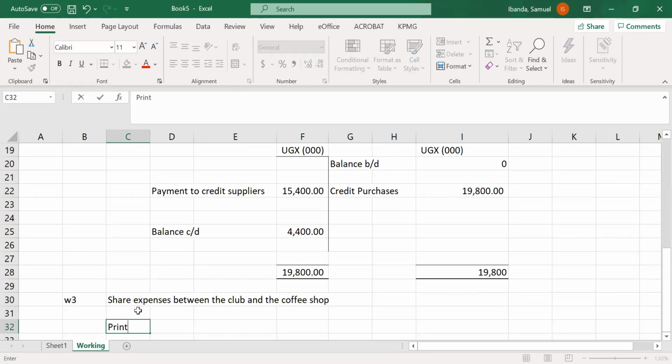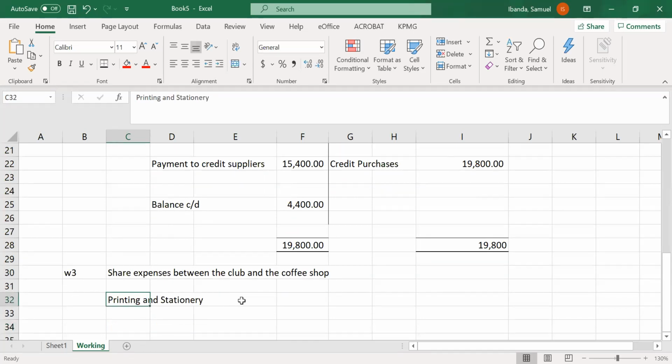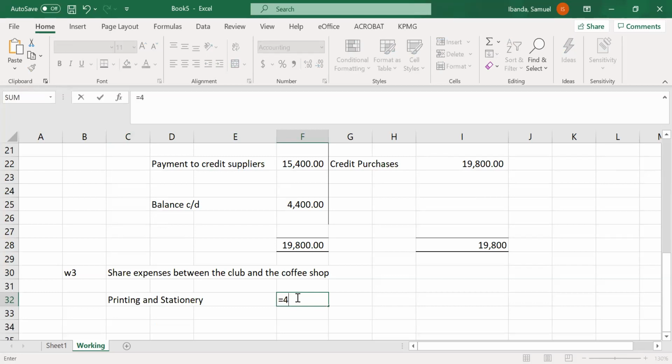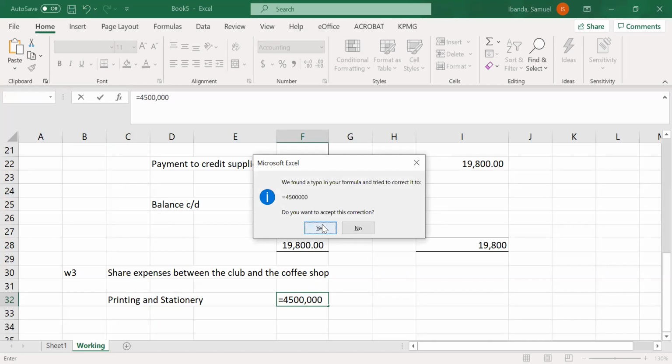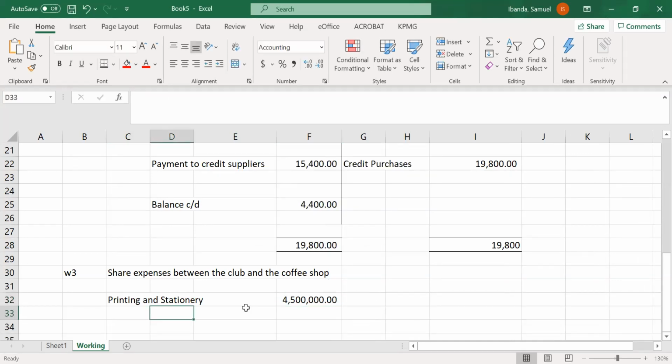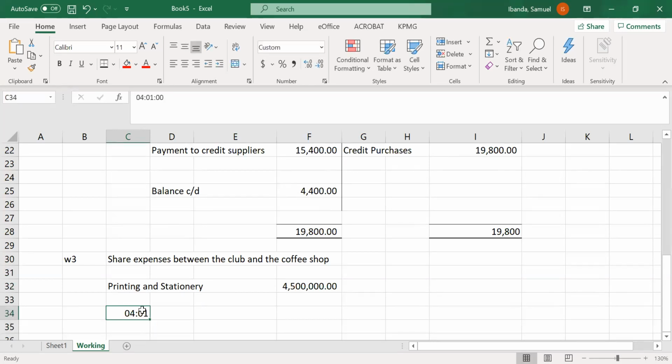So let's start with printing and stationery. That is much easier. Printing and stationery, when you look at the accounts, it's 4.5, so 4,500,000. It's good to bring the 3 zeros as well here. So we are sharing it in the ratio of 4:1, where 4 relates to the club and 1 relates to the coffee shop.